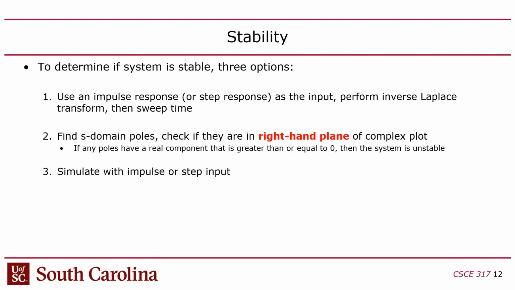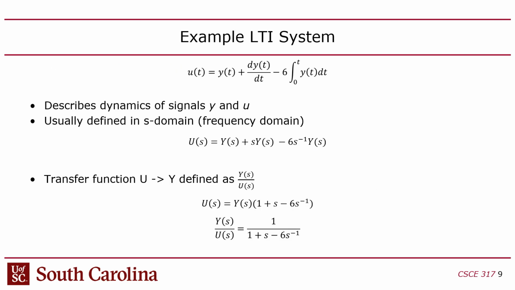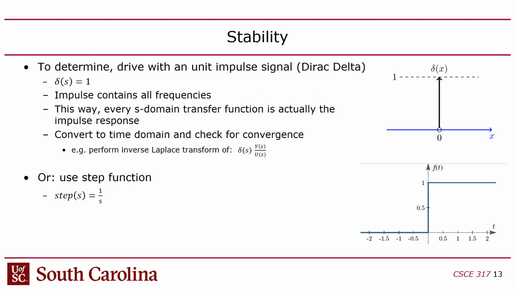If you have the transfer function, remember that the transfer function is a ratio of two polynomials. There are values of S that will make the denominator 0, and you'll get a divide by 0. It's undefined. Those values of S that cause that are called poles. And so you can solve for the poles. You can find out what the poles are.